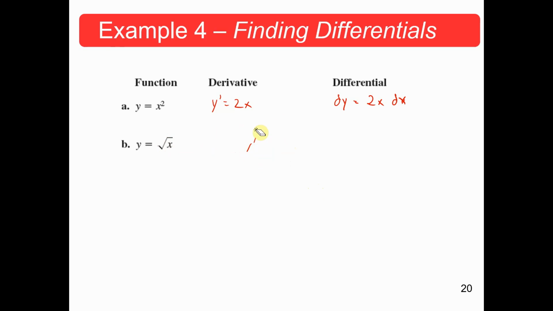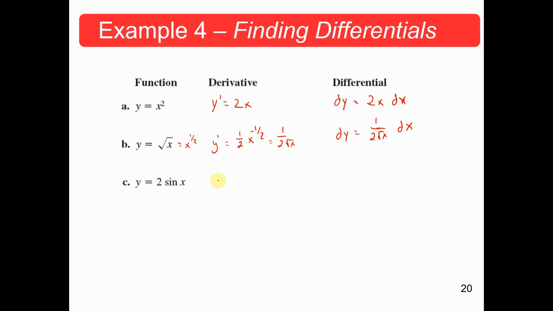Let's take this back a hair just to say that this is equal to x to the 1/2, right? So y prime, we bring the 1/2 out front, x to the negative 1/2. Maybe easier if you see it like that. So this is just going to be 1/2 square root of x. The differential dy would be 1/2 square root of x dx.